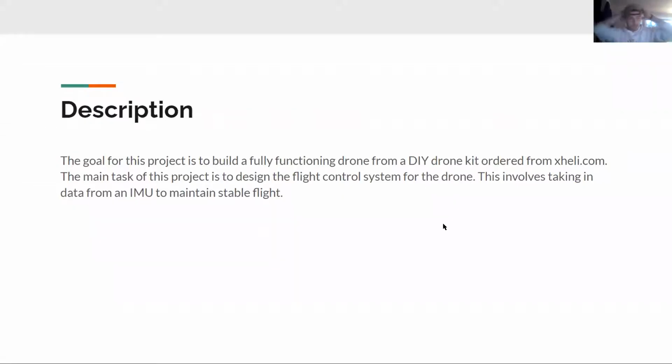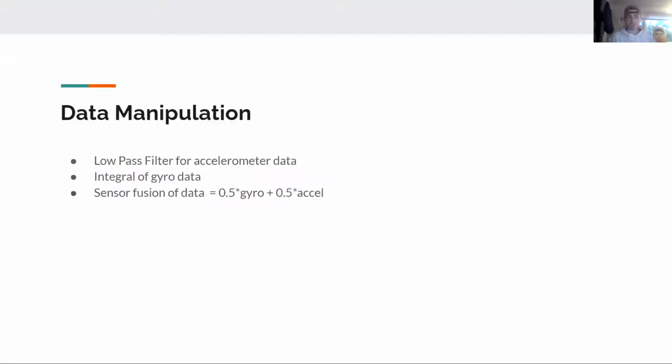All right, so again, the description is maintained as follows. It's to build a drone, primarily designing the flight control software using an IMU. The product would use the one from Xheli. I'm obviously using a different one, as I've mentioned, but in a nutshell, that's what this project is.